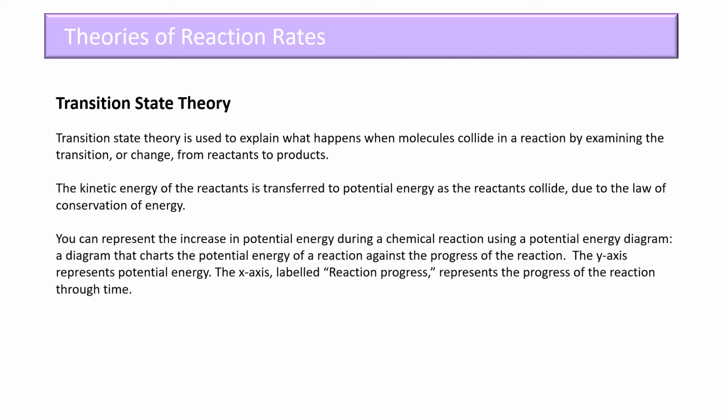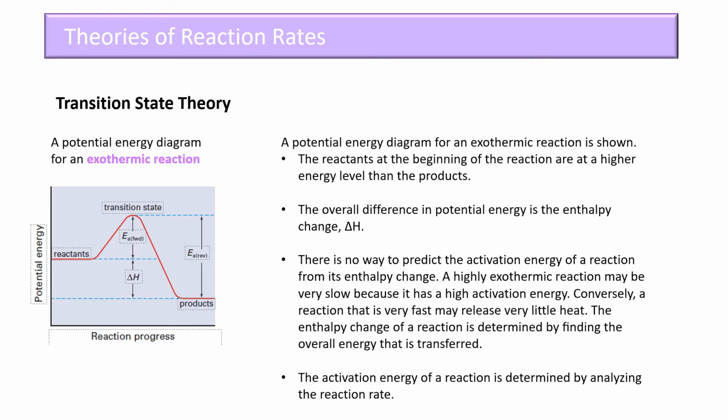The y-axis represents potential energy. The x-axis, labeled reaction progress, represents the progress of the reaction through time. So here's an example of a potential energy diagram. This is for an exothermic reaction. A potential energy diagram for an exothermic reaction is shown. The reactants at the beginning of the reaction are at a higher energy level than the product.